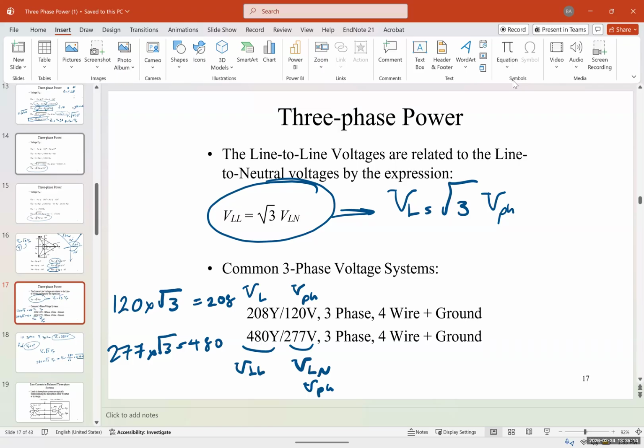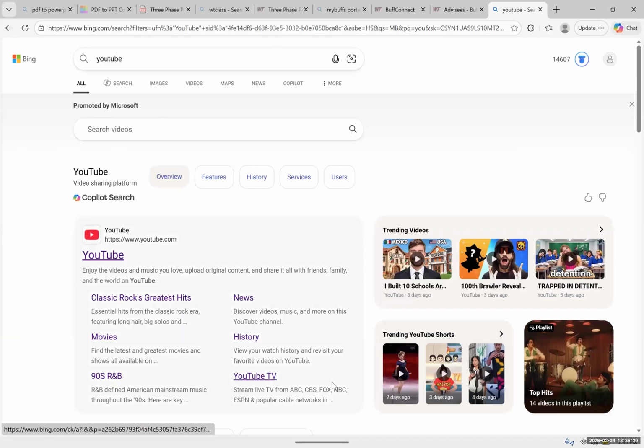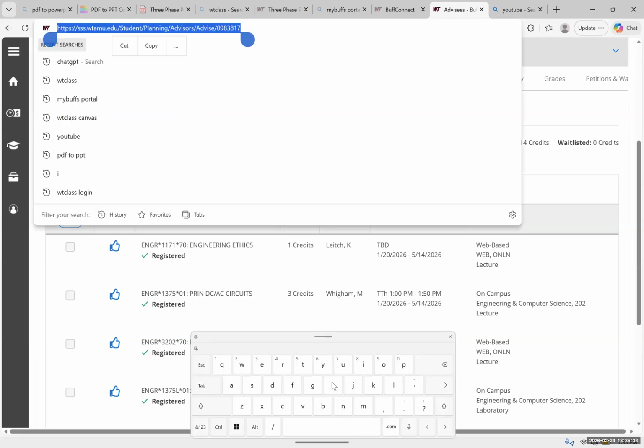And since we have two different types of connections, Y means this is a Y connection. Okay. And let me go and show you something on a three-phase motor.